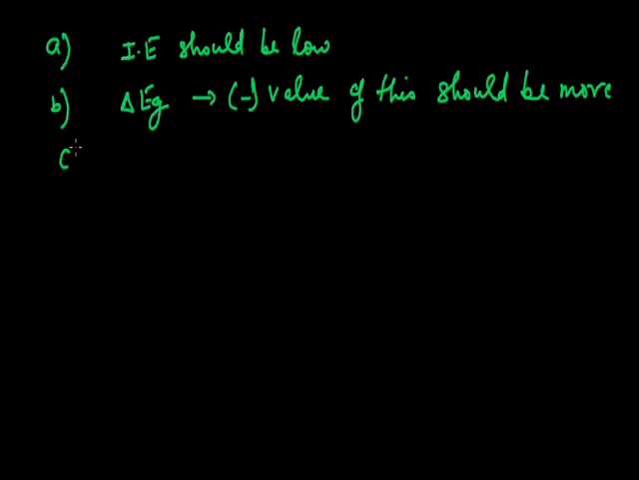Similarly, if we talk about the lattice enthalpy or the lattice energy, again the negative value of it should be more for a stable ionic bonding. Now next is the general properties of ionic compounds.